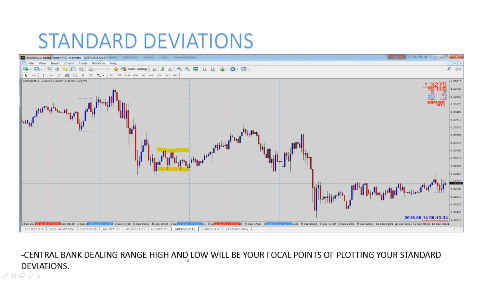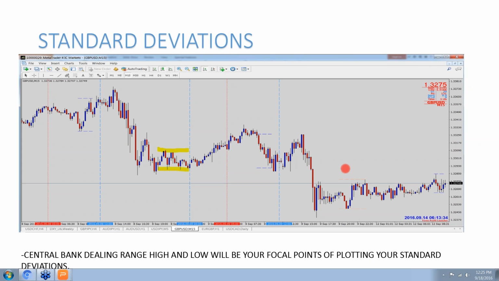So you've got the central bank dealing range high and low, which will be your focal point for plotting out your standard deviation. This is the central bank dealing range. Let me get the spotlight out. You've got your central bank dealing range high here, and then the central bank dealing range low here. This is what you're going to use as your market structure to plot out your highs and your lows, representing one standard deviation.